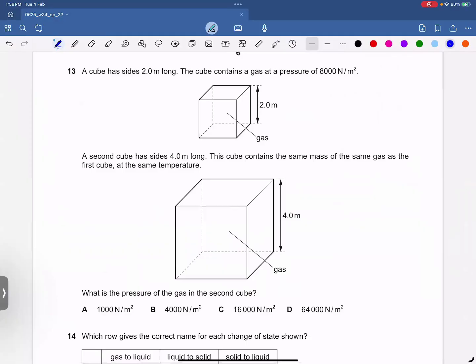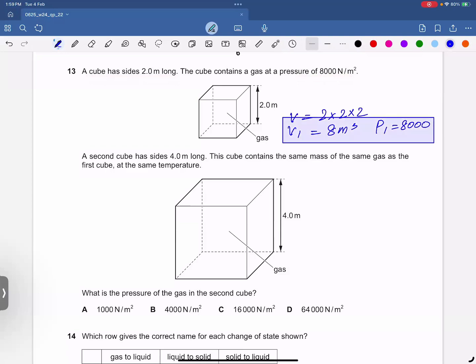A cube has a side of 2 meters and the cube contains gas at this pressure. So this volume will be 2 times 2 times 2. So V1 is 8 meter cube and P1 is 8,000.